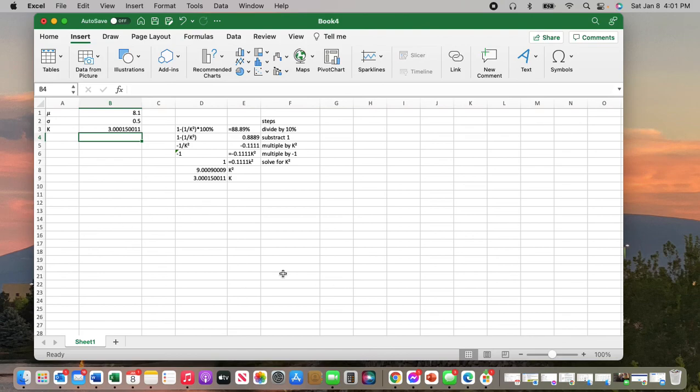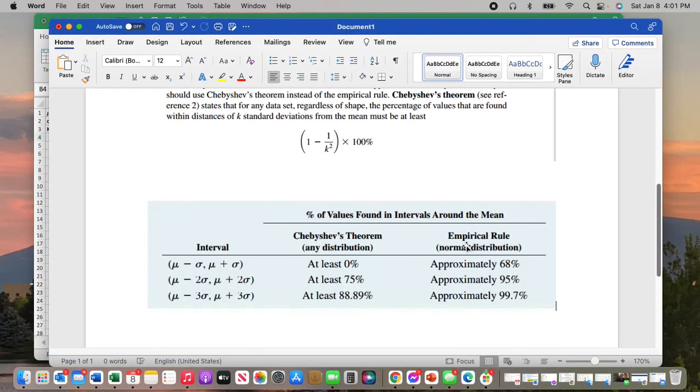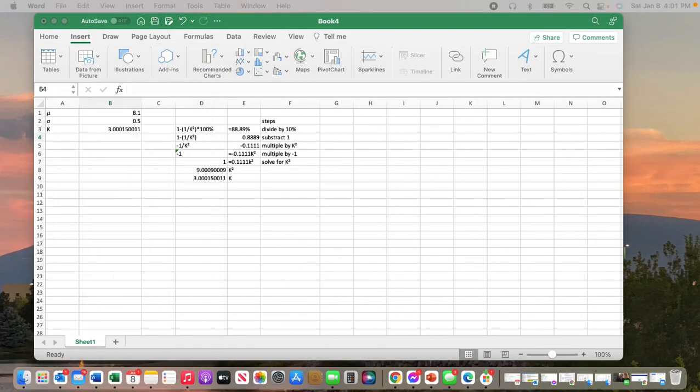Now if you look back again at your textbook, we have in here that the mean minus 2 standard deviations and the mean plus 2 standard deviations is going to give us 75%. And so all we need to do is replace the number 2 by the value that we found for k, and that will give us our solution.